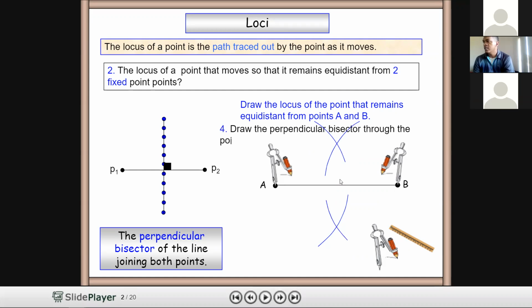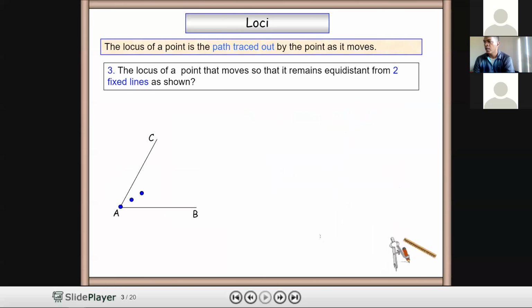Once that is done, where the two arcs meet there is a point. That's a point, and this is a point. We join those two points together and try to make the line as long as possible. That will be basically the 90 degrees that we form. The locus of a point that moves so that it remains equidistant from two fixed lines, as shown.